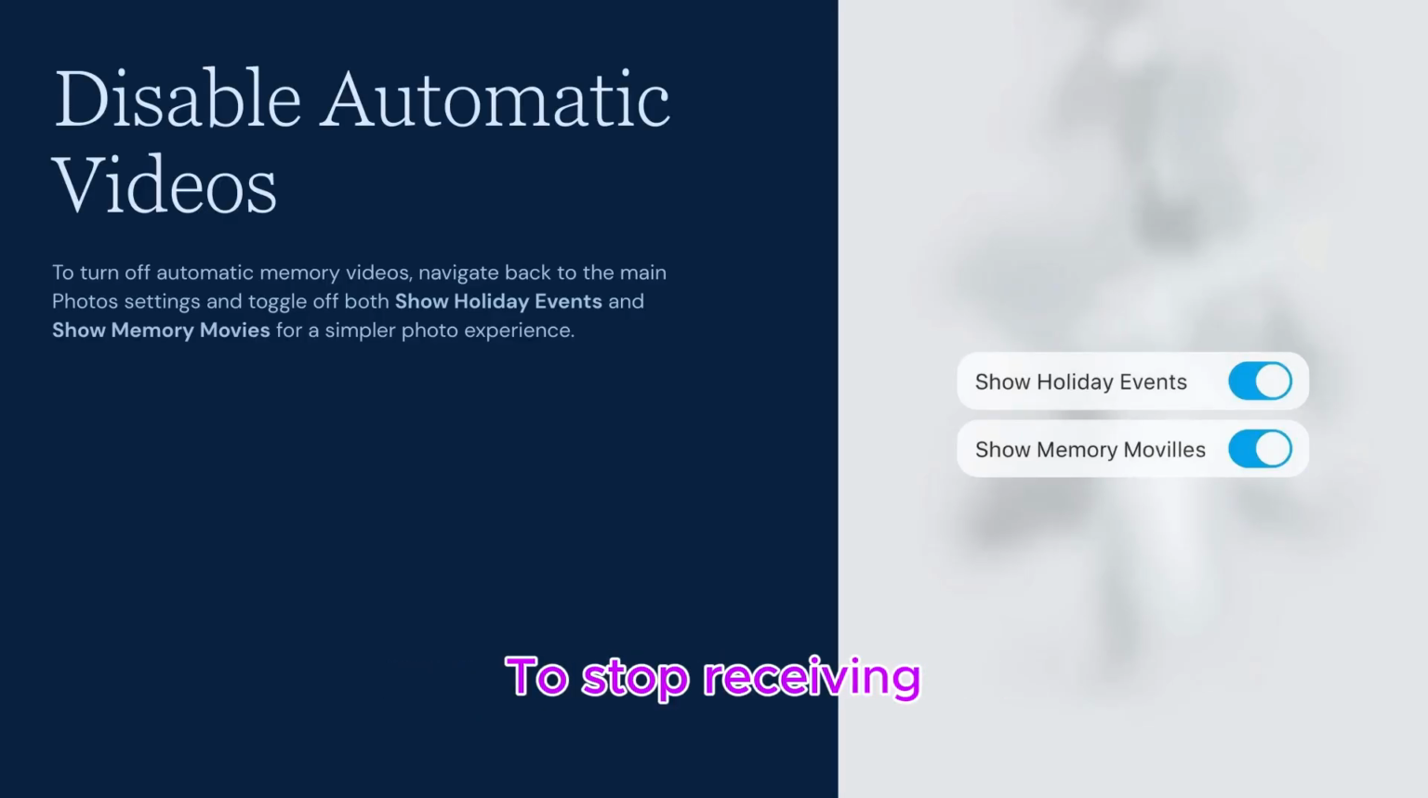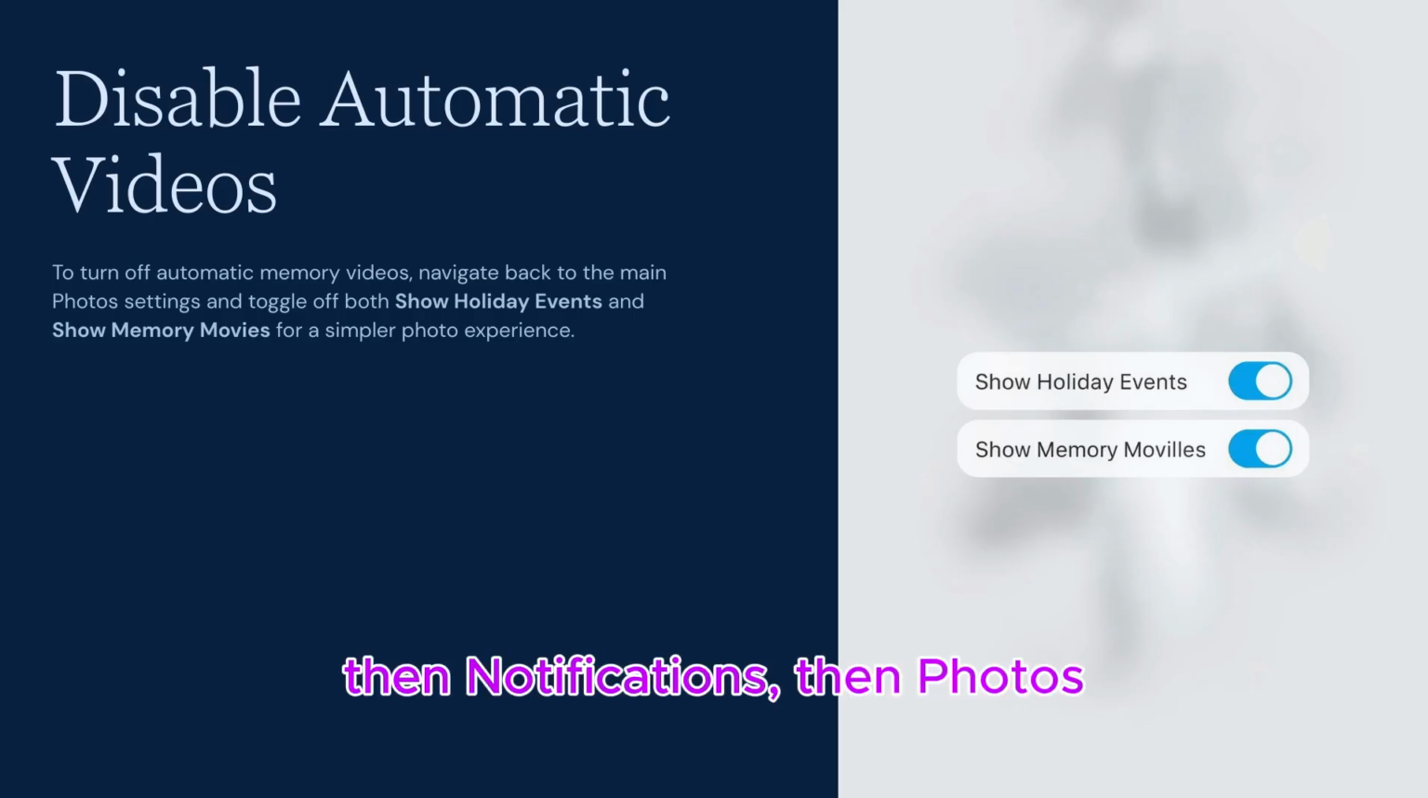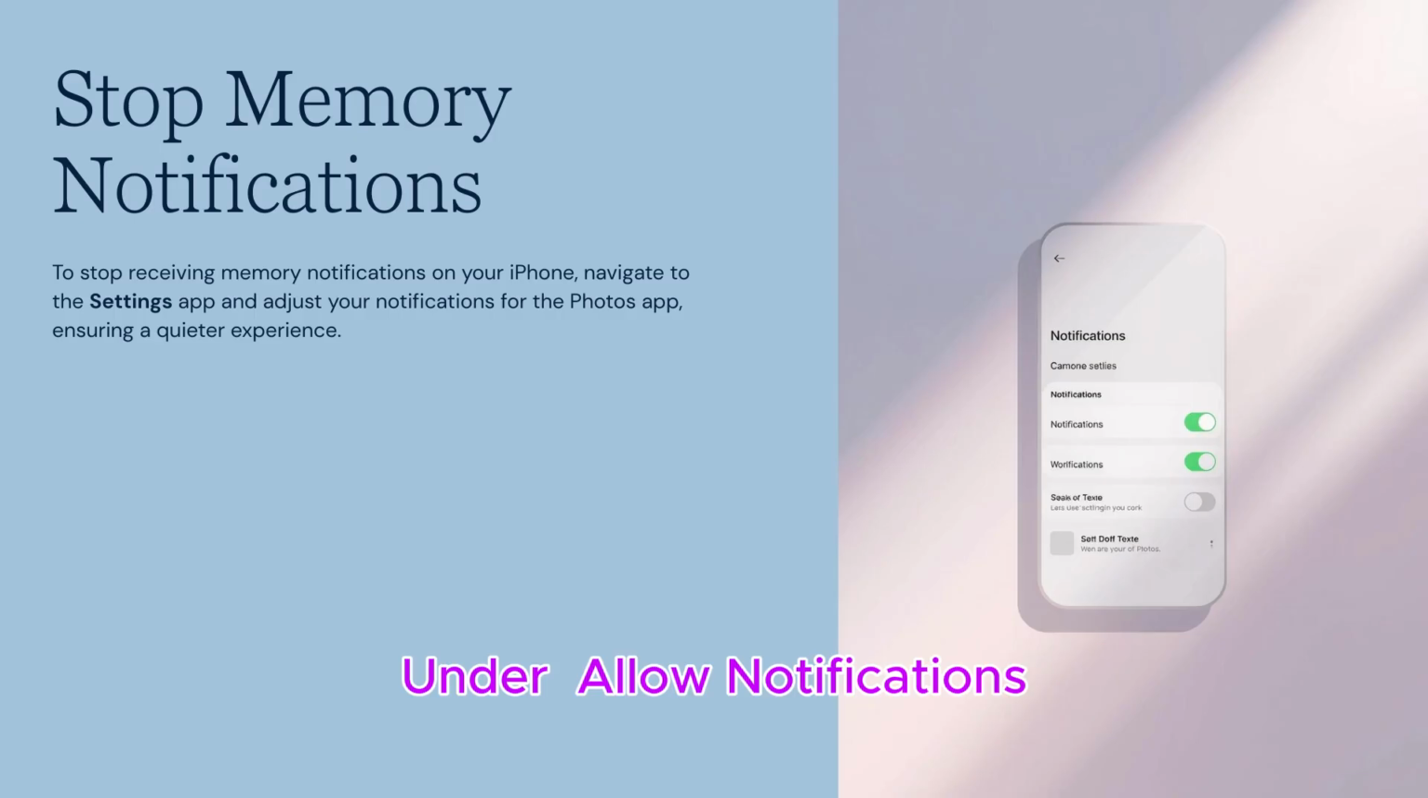To stop receiving notifications for memories, go to Settings, then Notifications, then Photos. Under Allow Notifications From, find the Memories section and toggle it off. This will silence alerts about new memory collections.